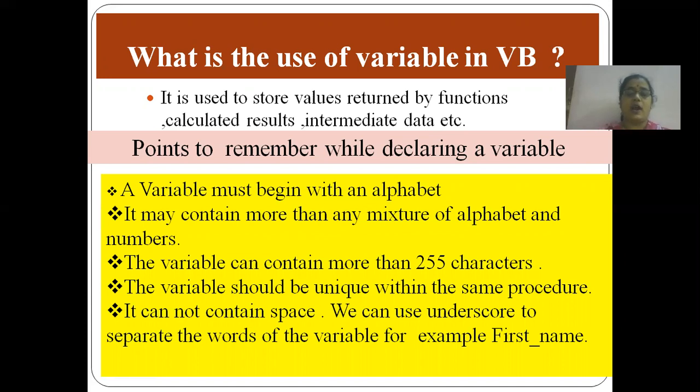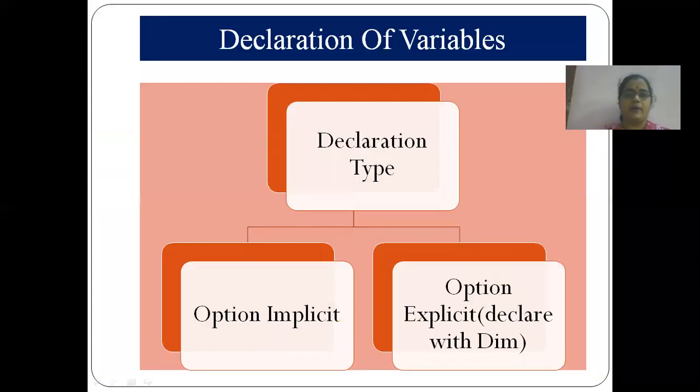Space is not allowed while declaring a variable, like first space name. This type of variable is not allowed in Visual Basic. Instead of that, we can use underscore to separate the words of the variable, like first underscore name. So we can use an underscore character to separate the two words in Visual Basic while declaring the variable. So these are some rules which we have to remember while declaring a variable.